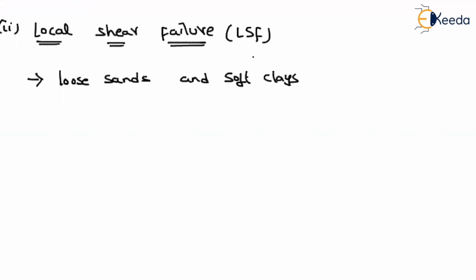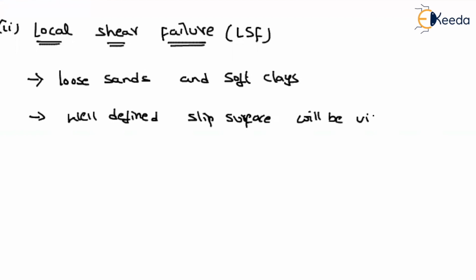Normally occurs with these type of soils. And here, like in the previous case, here also a well-defined slip surface will be visible, just like in the previous case also. But here the slip surface will not be visible.